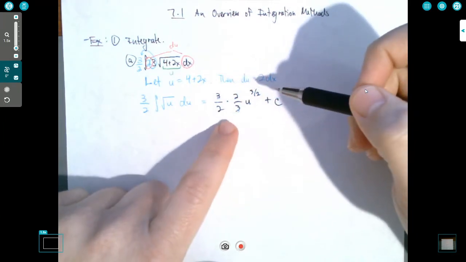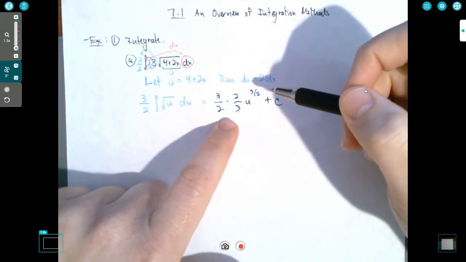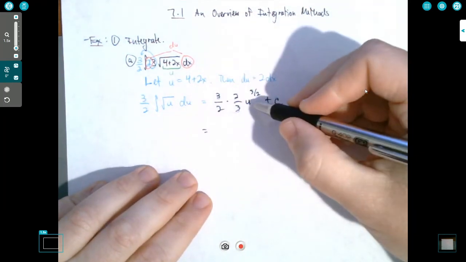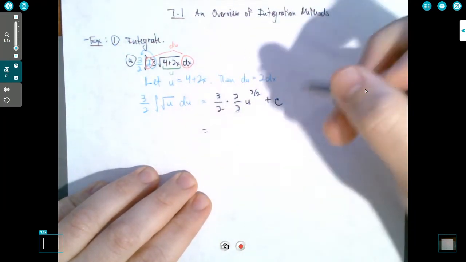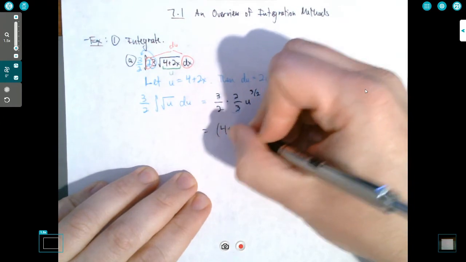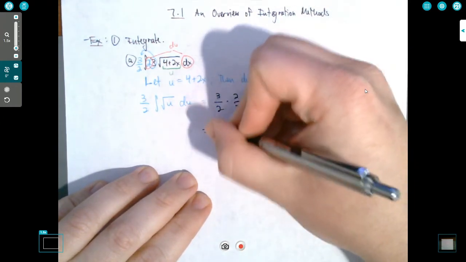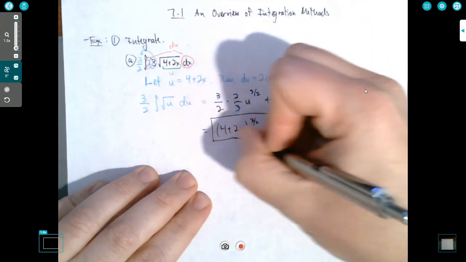Anyway, 3 halves times 2/3, those will just cancel. You get u to the 3 halves. And we can replace u now with the 4 plus 2x. So it's just 4 plus 2x to the 3 halves plus c. Right, and that's that one.